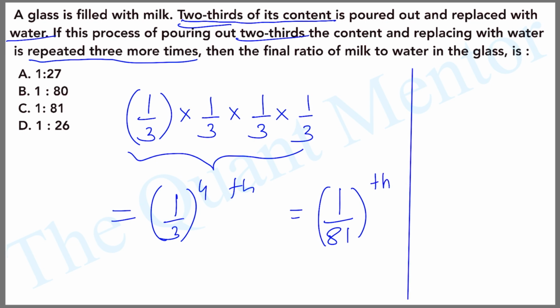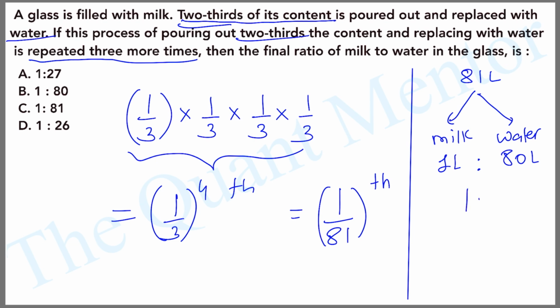Now this means what? If the entire mixture of milk initially was 81 liters, now 1 by 81th is milk. So milk left is 1 by 81th of 81 liters, or 1 liter. So the water content will now be 81 minus 1, or 80 liters. So now the ratio of milk to water content is 1 liter is to 80 liters. It will be 1 is to 80. And thereby, very clearly, the answer to our question is option B, 1 is to 80.